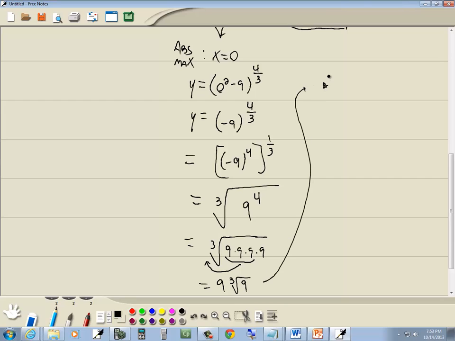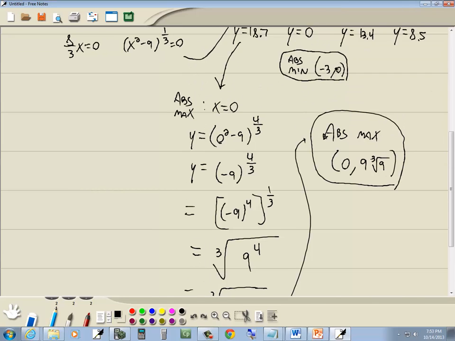So our absolute max is going to be 0, 9 cube root of 9. And that combined with our absolute min here are our answers.